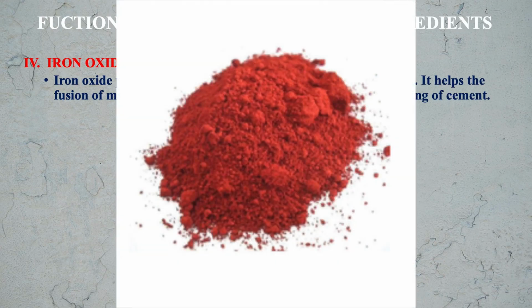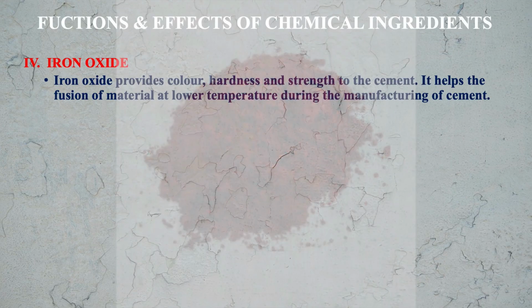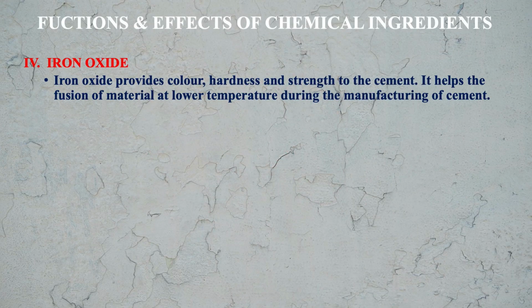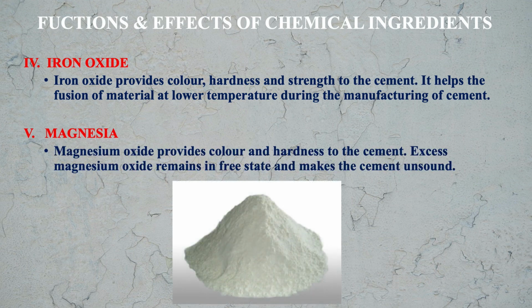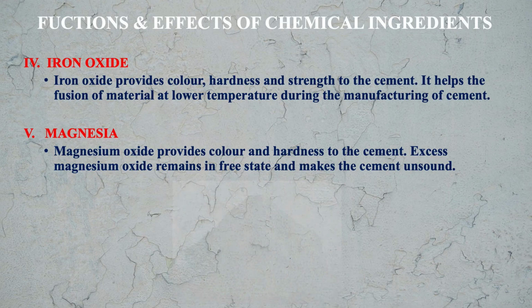Now let us see what are the functions of iron oxide. Iron oxide provides color, hardness and strength to the cement. It helps the fusion of material at lower temperature during the manufacturing of cement. What is the function of magnesia? Magnesium oxide provides color and hardness to the cement. Excess magnesium oxide remains in free state and makes the cement unsound, means it is harmful.